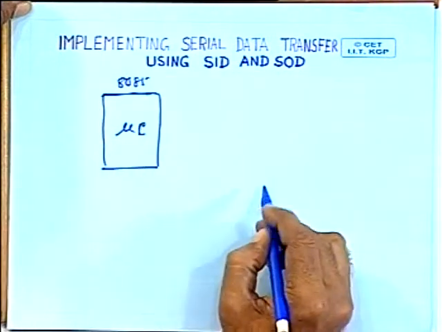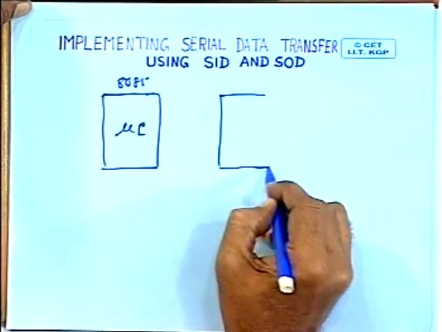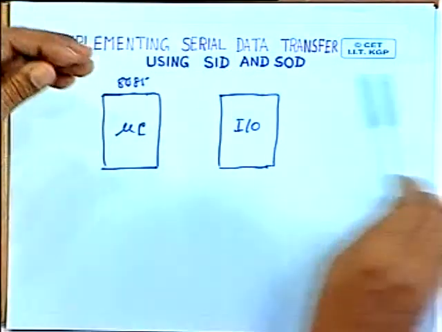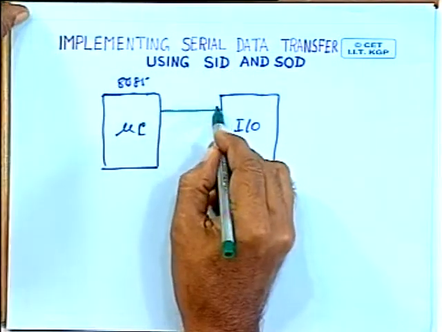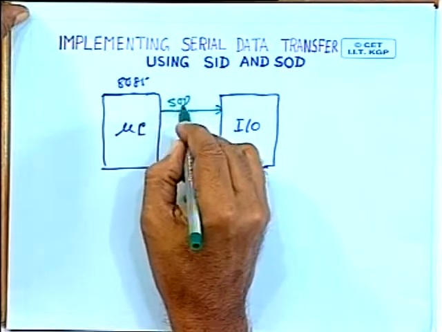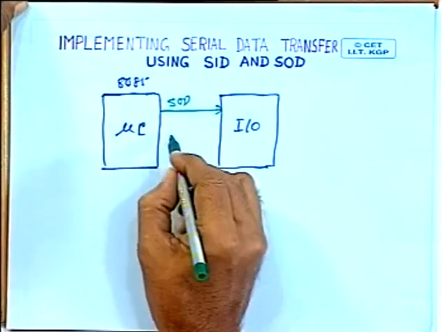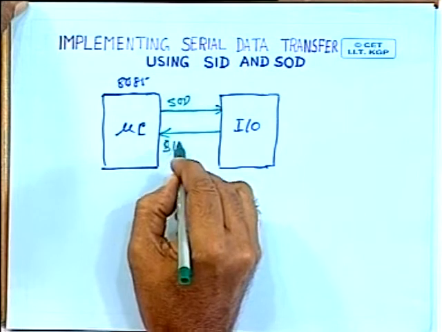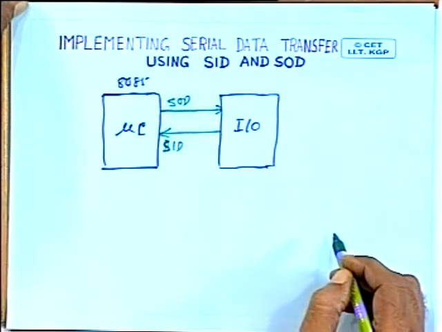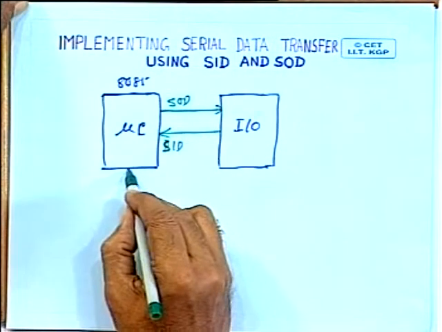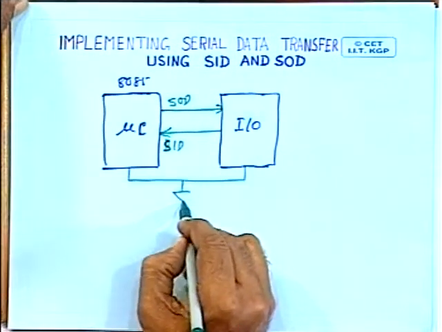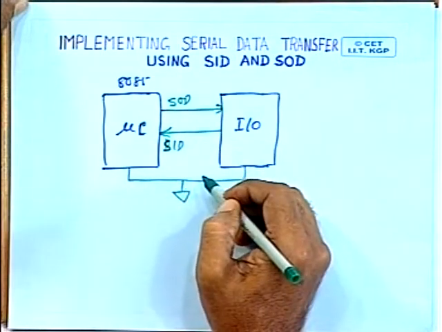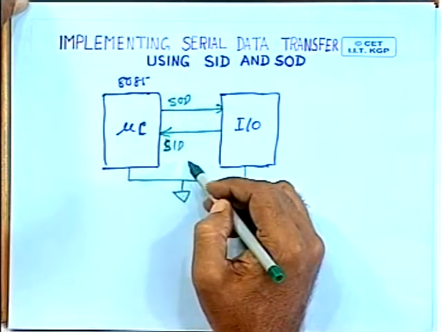Say a microcomputer, and this is some IO device. You can link them with the help of the SID and SOD lines. So this is your SOD going from the microcomputer, the 8085 microprocessor, and this is coming from the IO device and going to the SID line, SID and SOD. Then of course you have to use a common ground line. So by using these two lines without any additional hardware, you can perform serial mode of data transfer.